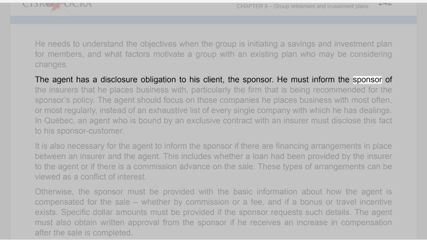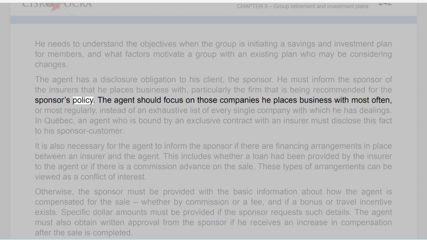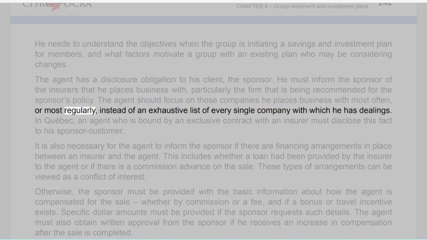He must inform the sponsor of the insurers that he places business with, particularly the firm that is being recommended for the sponsor's policy. The agent should focus on those companies he places business with most often, or most regularly, instead of an exhaustive list of every single company with which he has dealings.